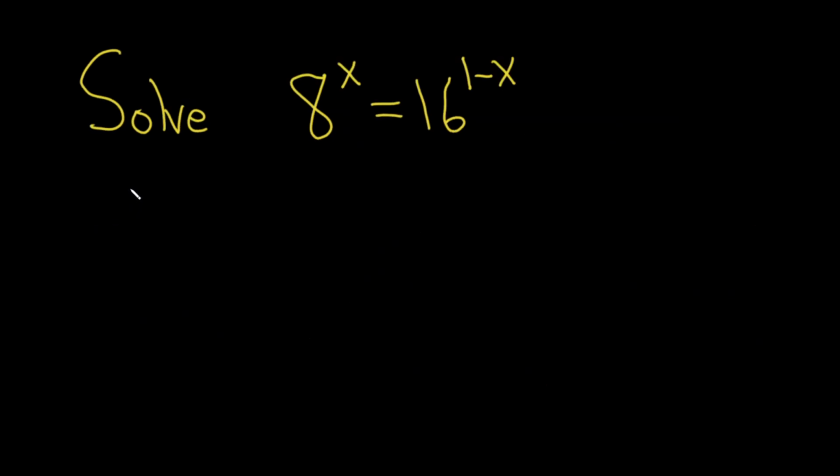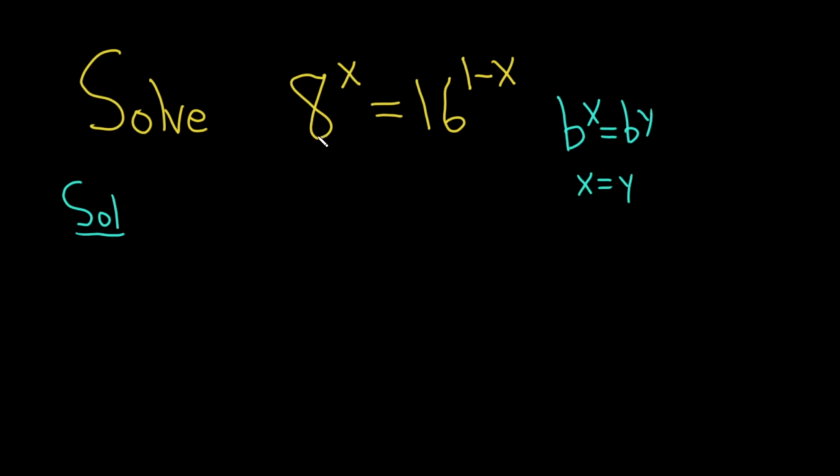Solve 8 to the x equals 16 to the 1 minus x. Solution. Because we have an 8 and a 16, a very natural thing to try to do is to try to write both sides using the same base. There's a formula that says if you have b to the x equals b to the y, you can drop the b's and then you can set x equal to y. So we need to find a number that we can use to represent both sides.